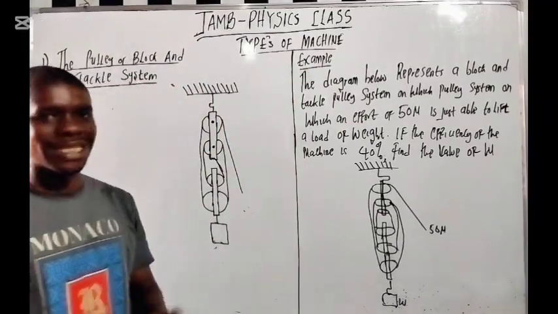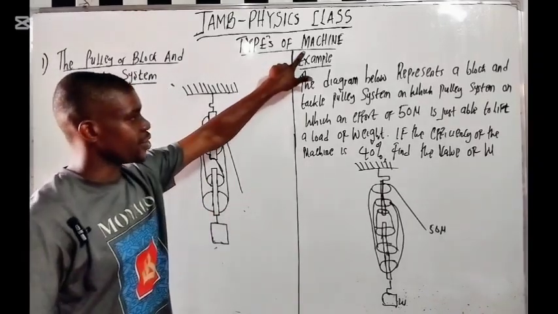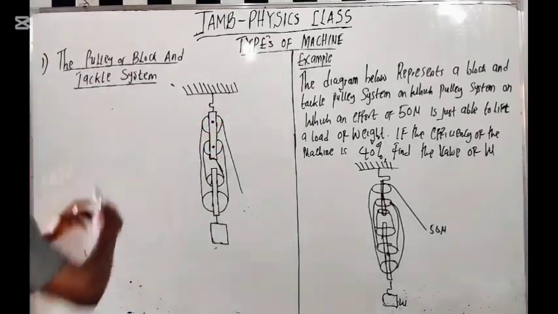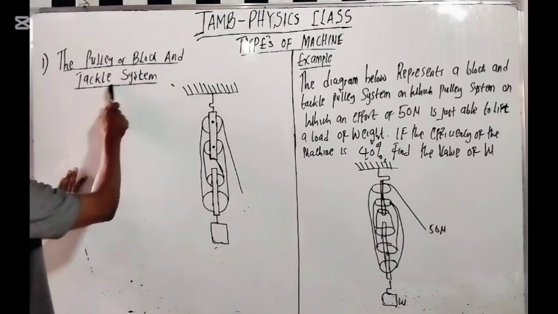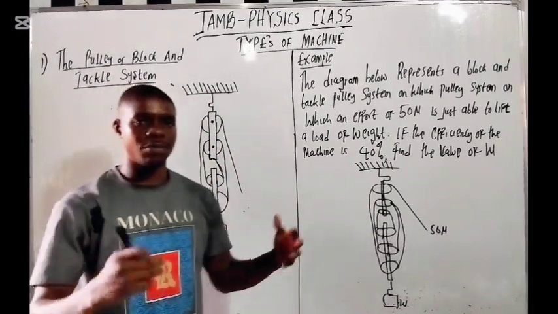So we are talking about types of machines. This is going to be the second video on machines. Our point of focus is going to be the pulley or block and tackle system, which is this one here. It's the second video on machines.